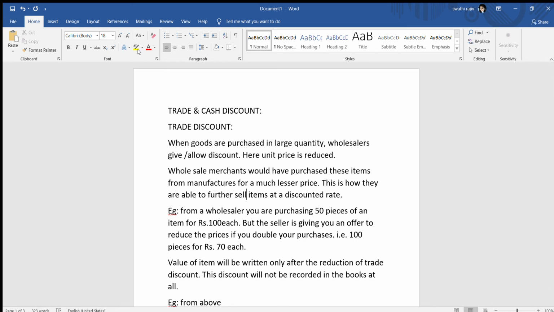Hello everyone. Today we are going to talk about trade discount and cash discount. These are the two kinds of discounts that are allowed while purchasing or selling something. So first we'll try to understand what is trade discount.